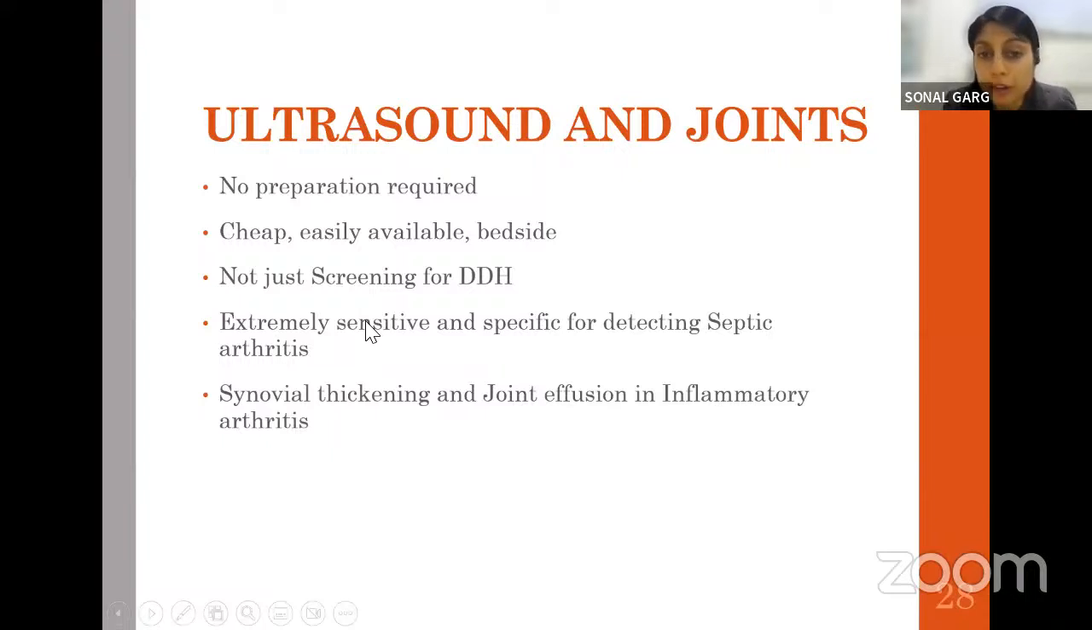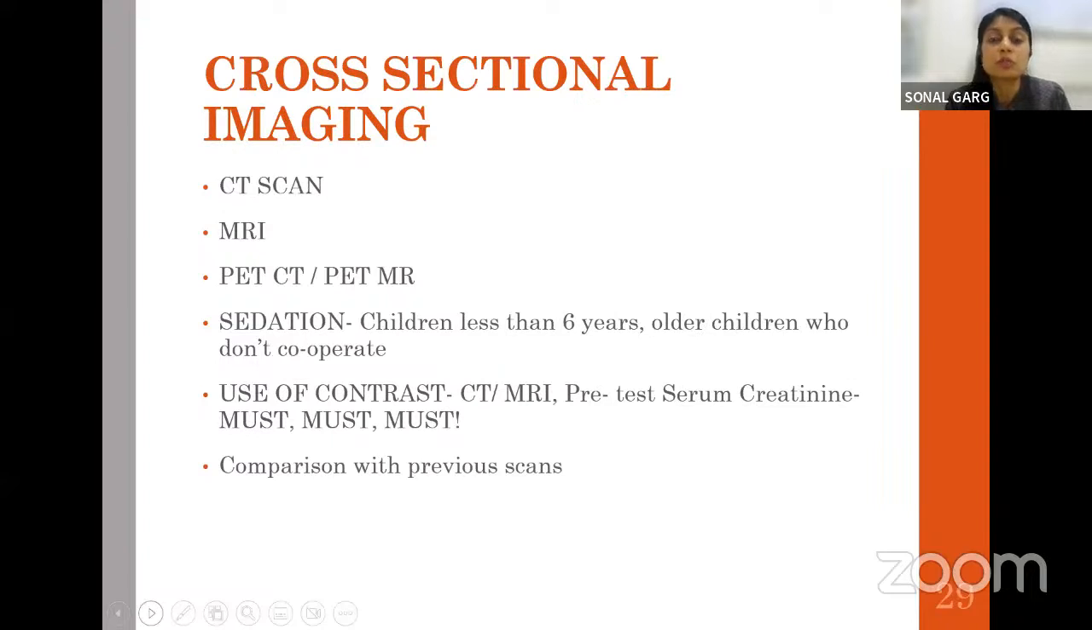So again, ultrasound is a great modality for joints. It is cheap. It is easily available. There's no preparation required. And again, it is extremely sensitive for detecting septic arthritis as well as in inflammatory arthritis, where you can see the synovial thickening and aseptic joint effusions. Okay, now moving on. So those were all the pros of ultrasound, which is one of the best imaging modalities for children. And we must not hesitate to use it because there is no radiation involved.